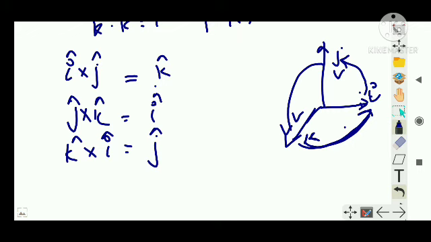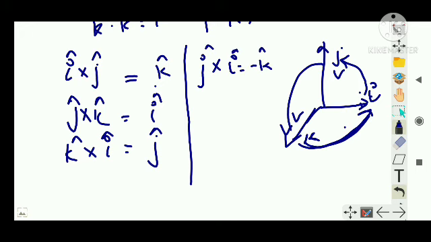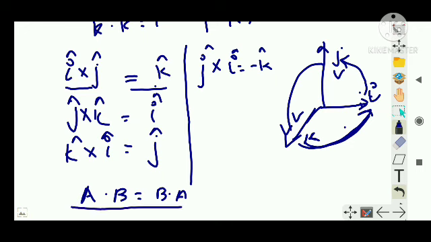Clear? Now here itself, if you do J cross I, opposite of it, right, you will get minus K. Right? Opposite of it. Because A dot B is equal to B dot A, but almost all the characters are opposite of the dot product, guys. So, A cross B is equal to minus B cross A.